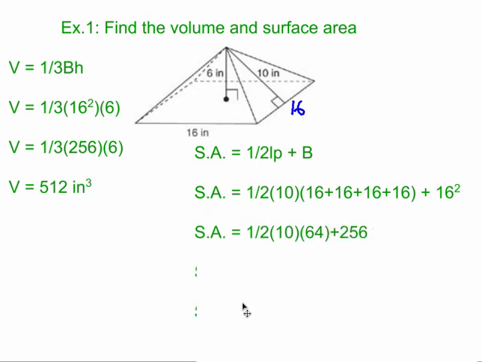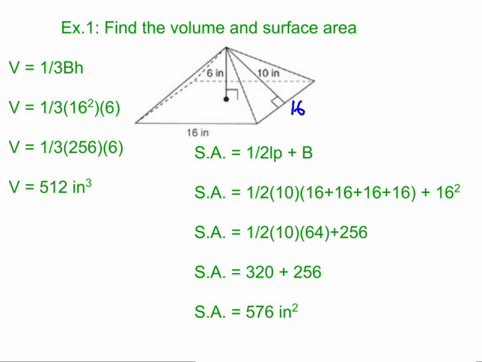So I do 1/2 times 10 times the perimeter. 4 16s gives me 64, and 16 squared is 256. 1/2 times 10 times 64 is 320. Add those two things together, 320 plus 256, and I get 576 inches squared. So the volume of the shape is 512 inches cubed, and the surface area is 576 inches squared.